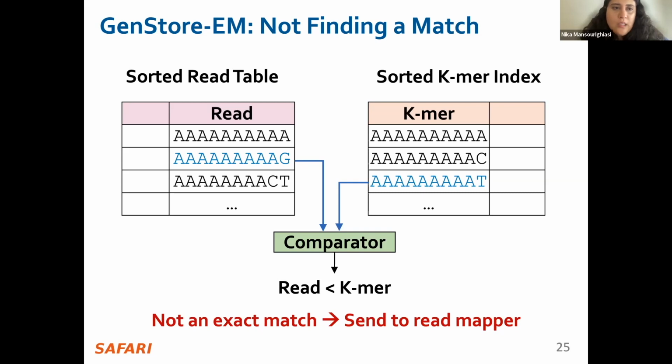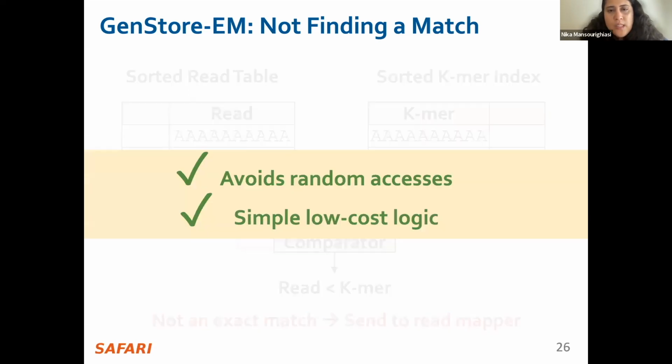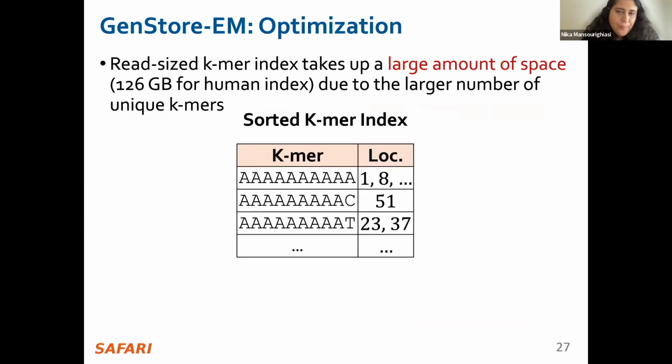So then we go to the next element in the read data structure so that we can check the next one. So using this technique, GenStore-EM avoids random accesses and performs filtering using only simple low-cost logic. Despite the key benefits of the sorted read-sized k-mer index, the index actually takes up a larger space. For example, for humans, it can take up to 126 gigabytes to index it with such large k-mers due to the large number of unique read-sized k-mers.